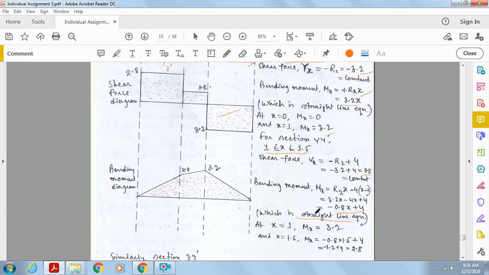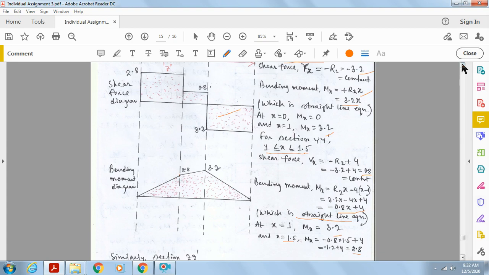So just put x equal to 1, it is coming Mx equal to 3.2. So locate Mx equal to 3.2 at the bending moment diagram at point x equal to 1. Similarly at point x equal to 1.5, Mx is coming 2.8. So just locate 2.8 and join these two points by means of a straight line, as the bending moment equation follows a straight line path.